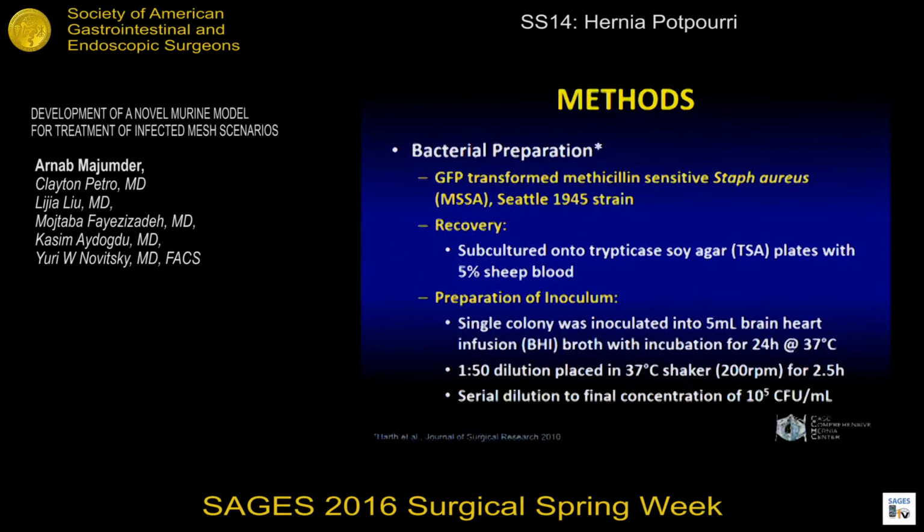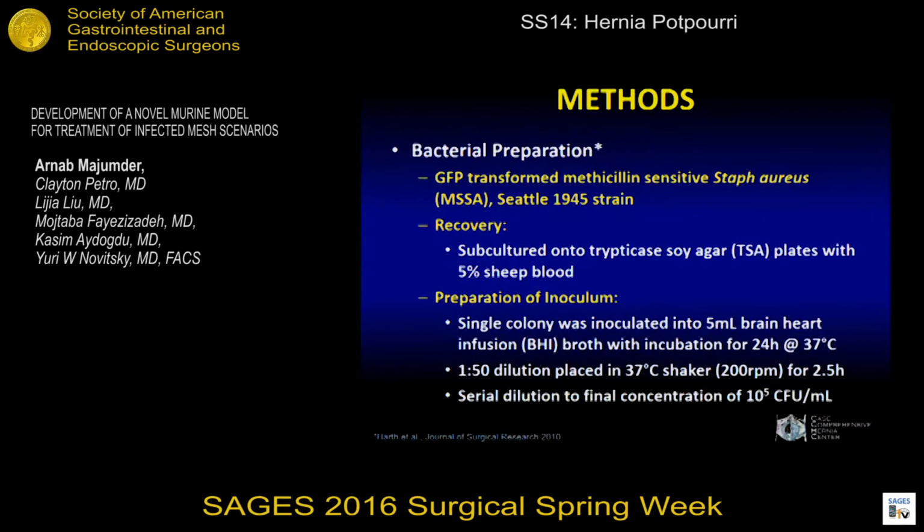So to begin, we prepared a green fluorescent strain of MSSA that was used in prior studies. Bacteria were recovered from storage onto TSA plates with sheep's blood. A single colony was then inoculated into 5 mLs of BHI broth and incubated for 24 hours. From this, a 1 to 50 dilution was placed in a 37-degree shaker for 2.5 hours, and this resulted in log phase growth with 10 to the 8th CFU. This was serially diluted to 10 to the 5th, and 100 microliters was used for inoculation.